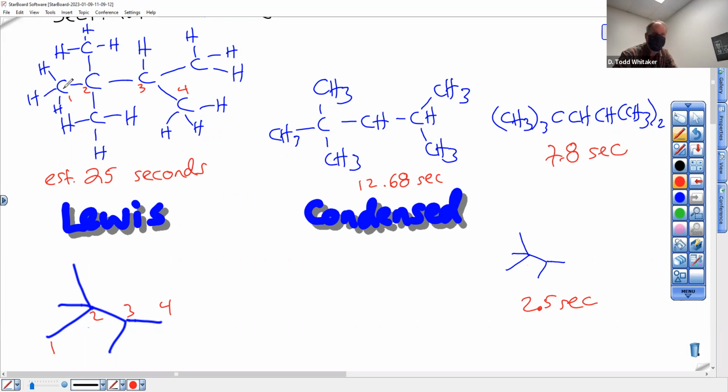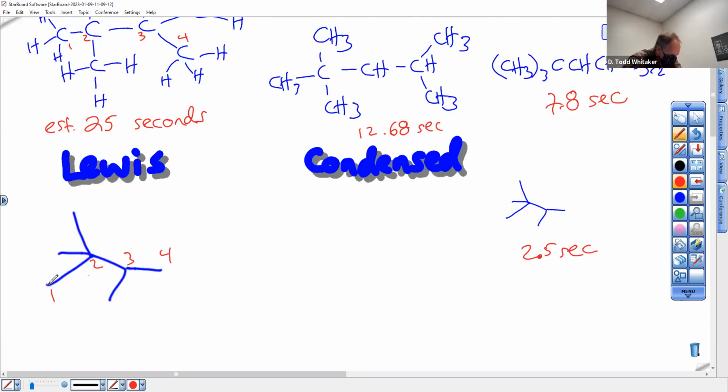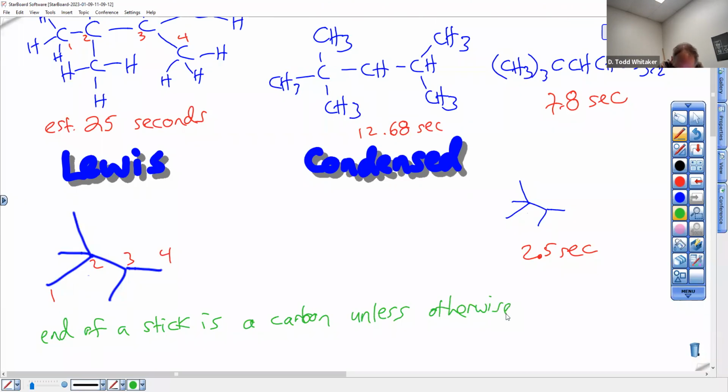So talk to me about carbon 1. What part of carbon 1 down here do you see that also exists up here? I don't see the carbon itself. So I have to know what the stick figure short form for a carbon is. And give me the 2 short forms for carbon. End of a stick is a carbon, unless otherwise stated. We'll do an otherwise stated a little later.